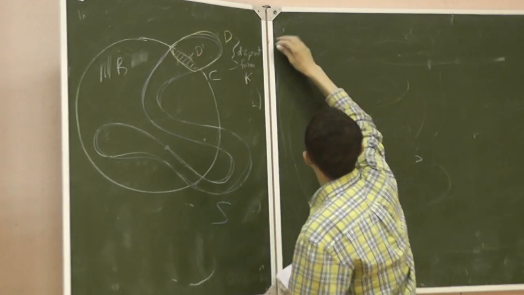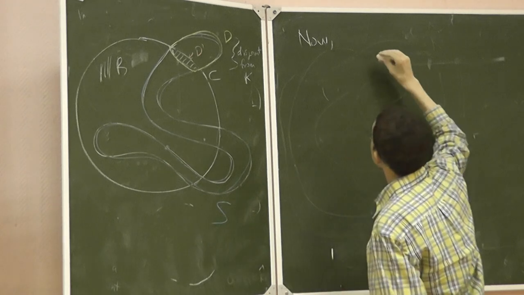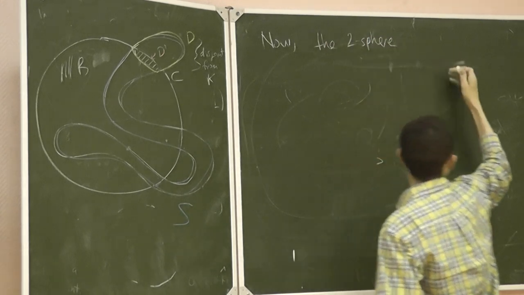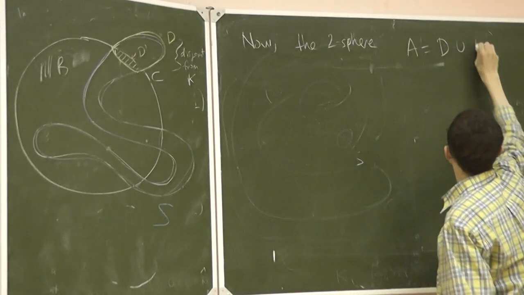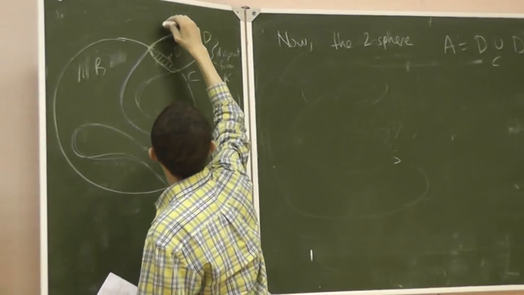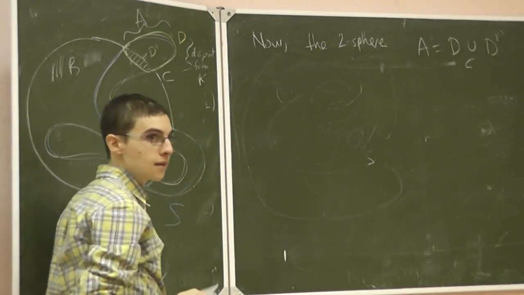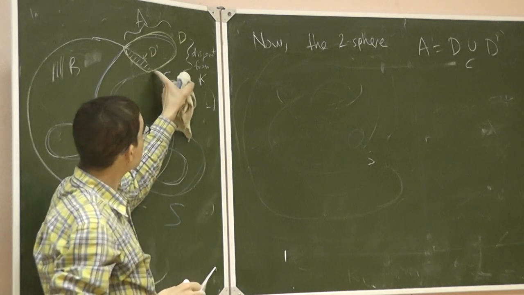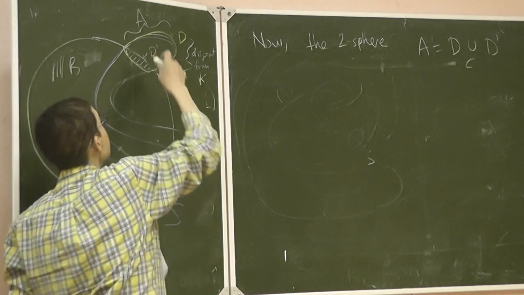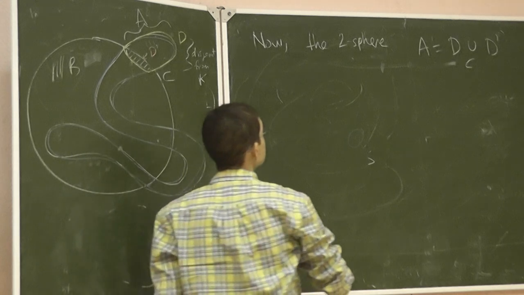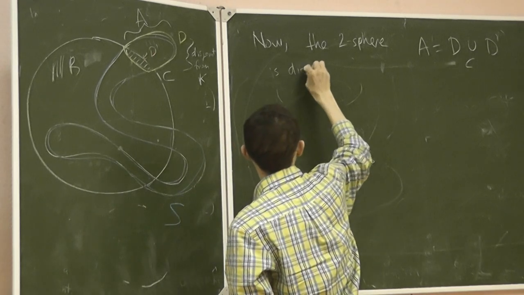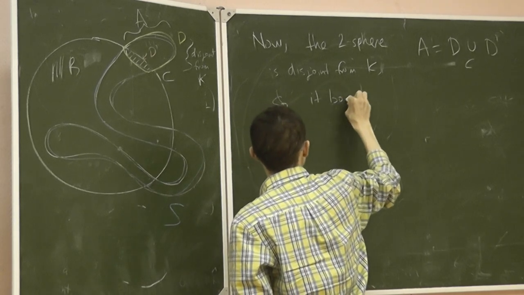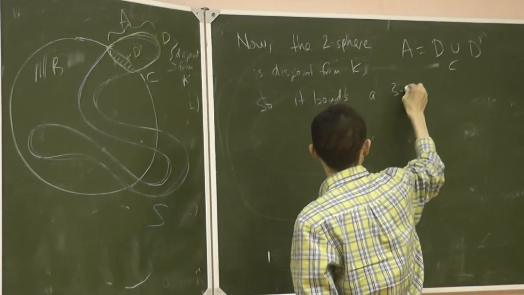So now, A is already there. See, this is a two-sphere A. Okay, so it's this hemisphere glued to this hemisphere. This two-sphere misses K, so it bounds a three ball. It's also disjoint from K.